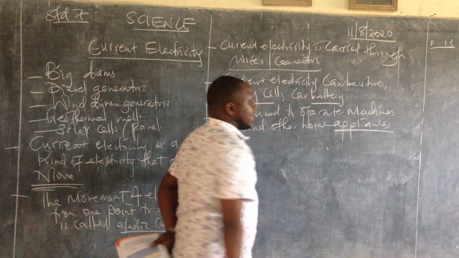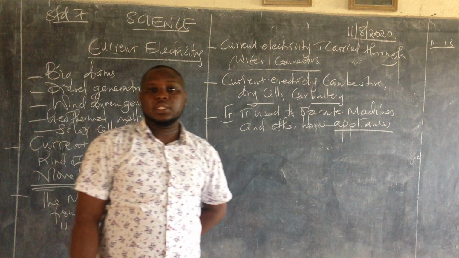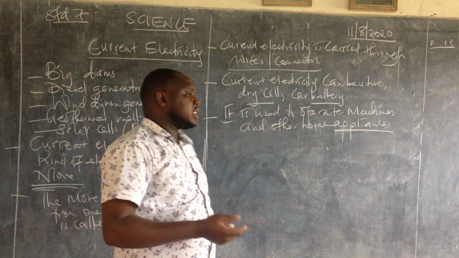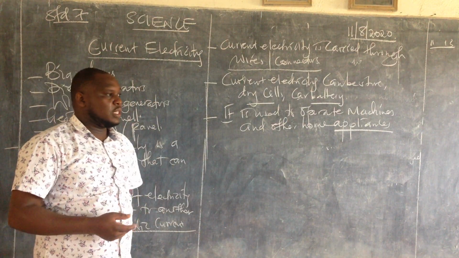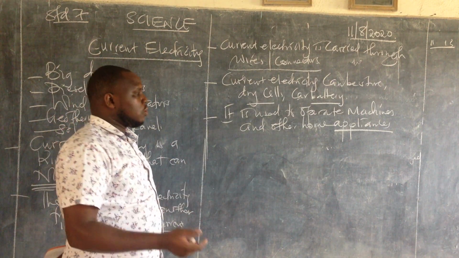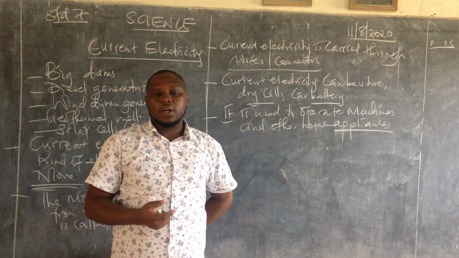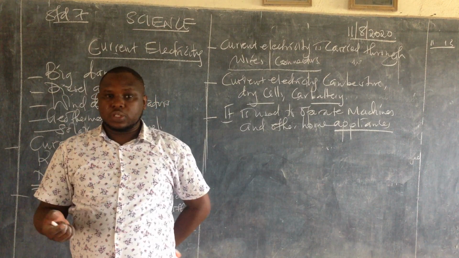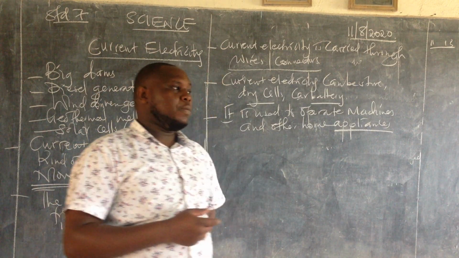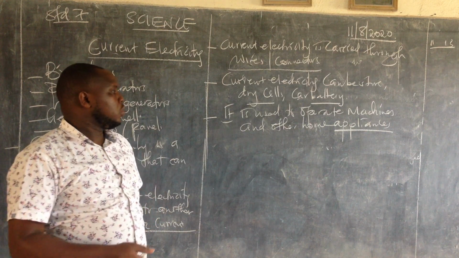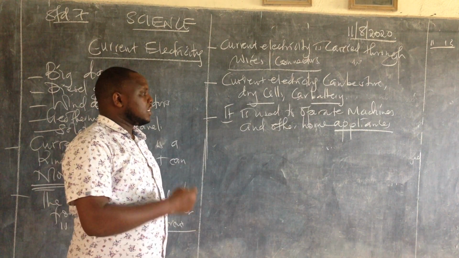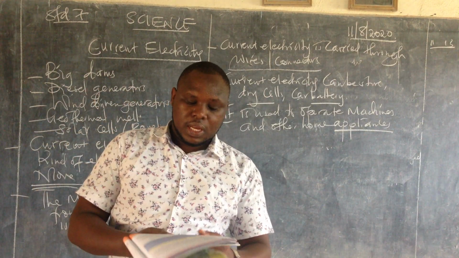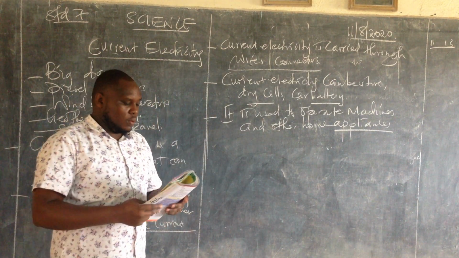I once explained what an appliance is, because you can be asked that question in an exam. Which of the following is not an appliance? Generally, an appliance means anything that uses electricity. Talk of the radio, the TV, the iron box, the electric kettle. All those are home appliances, as long as they are using electricity to operate. They are small machines that use electricity.